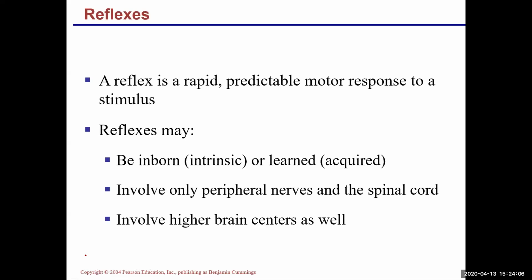Let's go ahead and take a look at reflexes. We can generally categorize them into two types. One is inborn, or you are born with it. This is also known as intrinsic, or it could be learned or acquired. All right. Learned and acquired require previous experience.